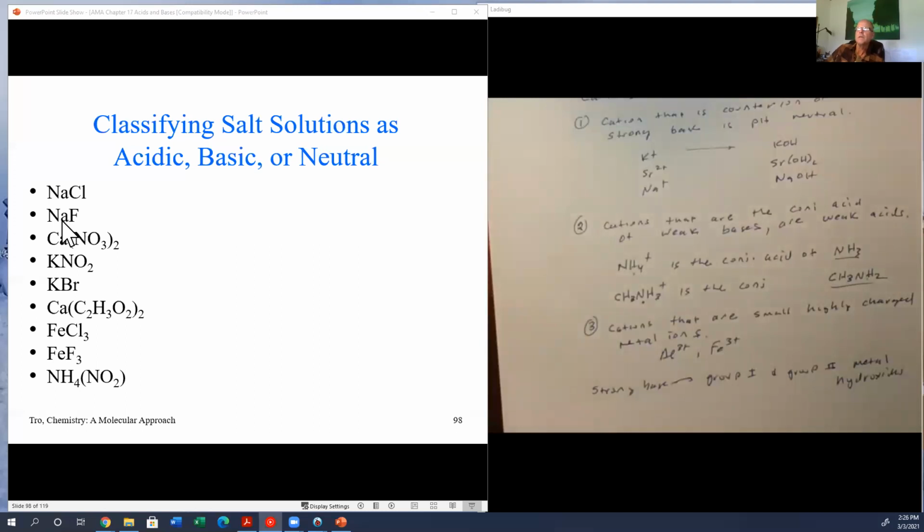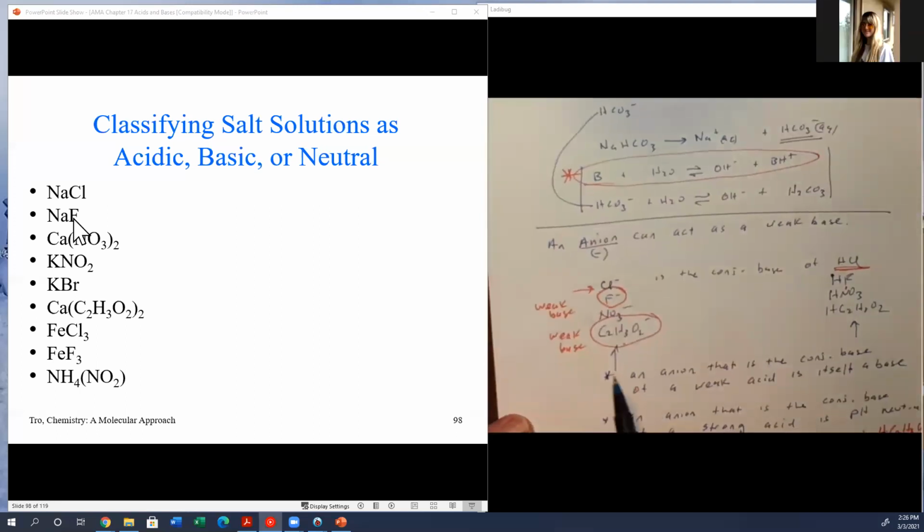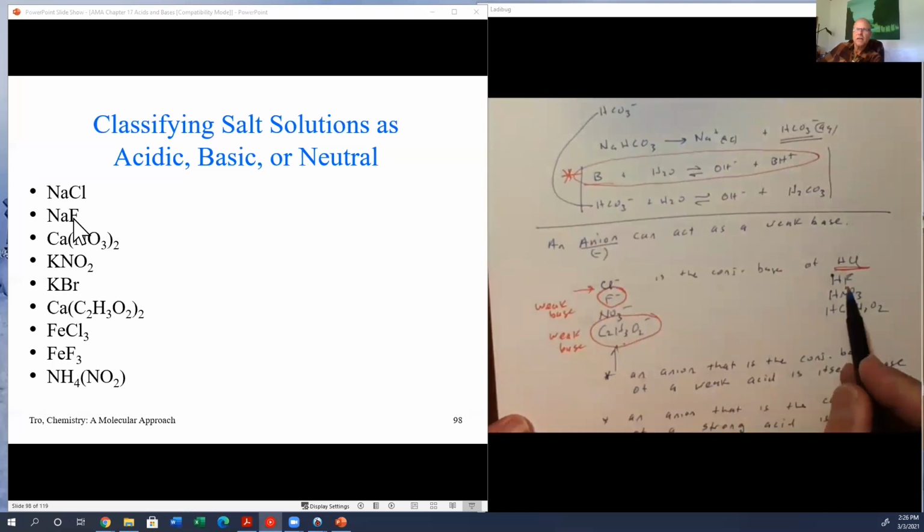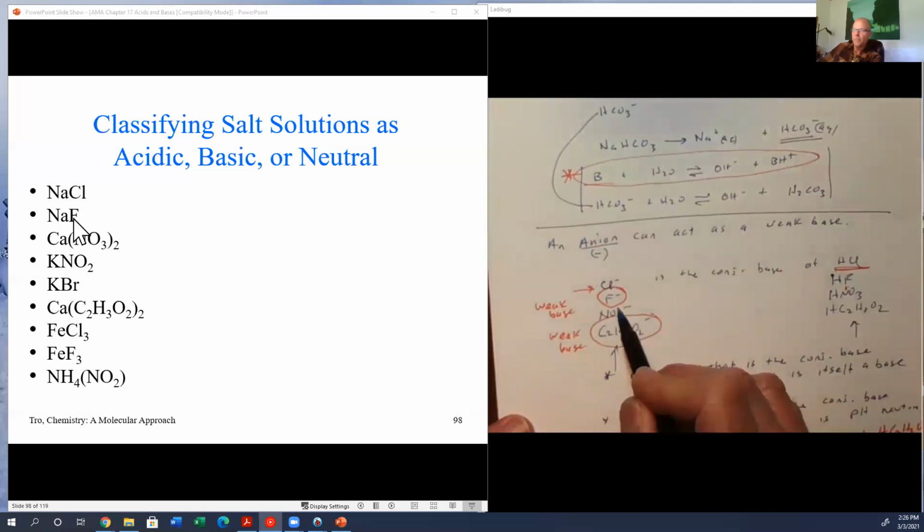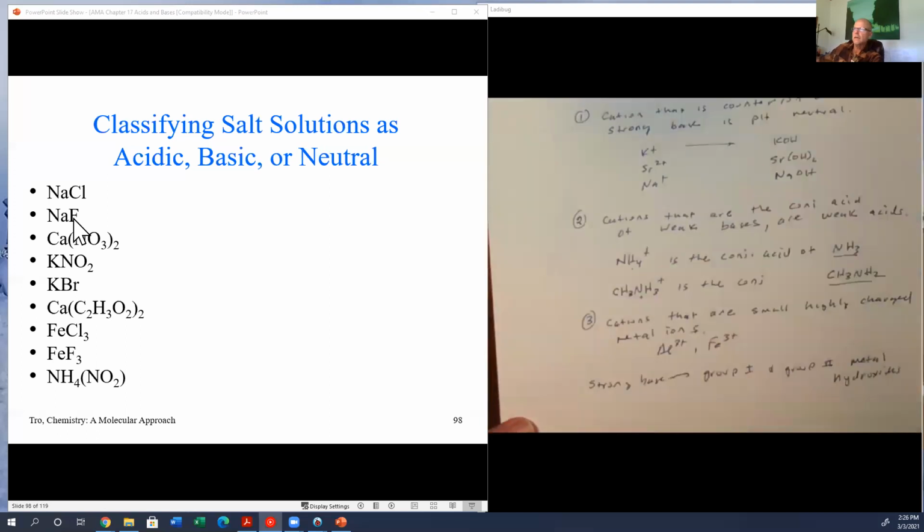Okay. Sodium fluoride. What do I know about Na plus? Neutral. What do I know about F minus? Weak base, right? F minus is the conjugate base of HF. HF is a weak acid, so F minus is a weak base. So what can we say about a solution of sodium fluoride? Basic. Yep. Perfect.